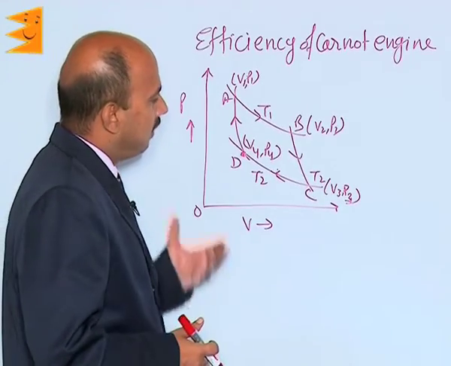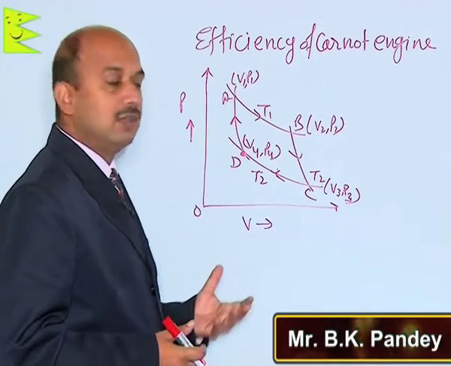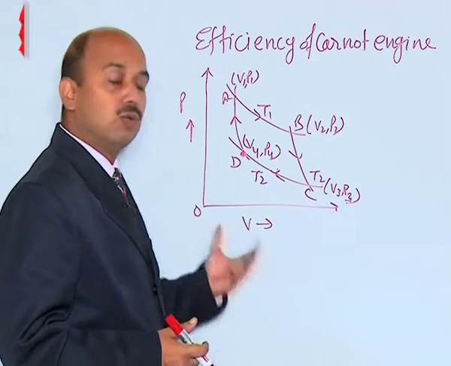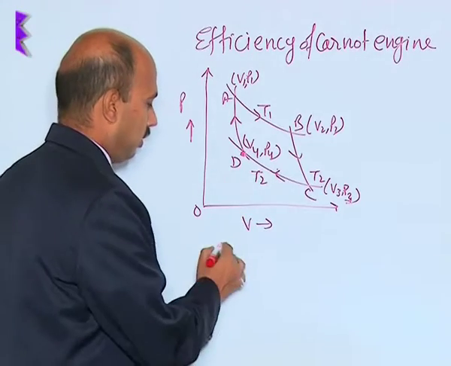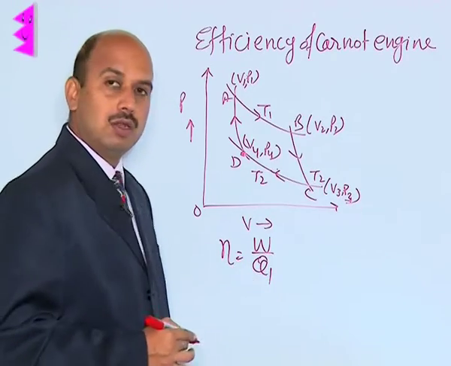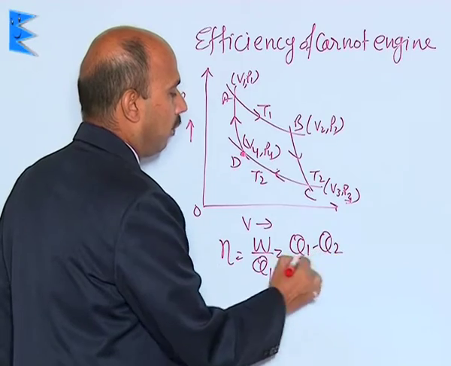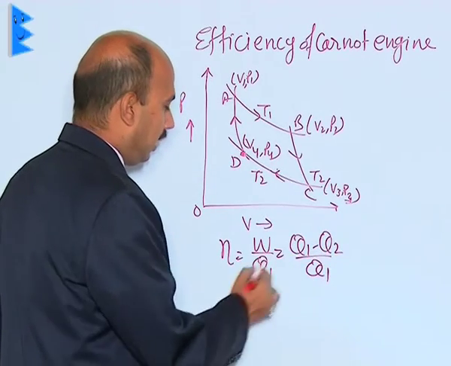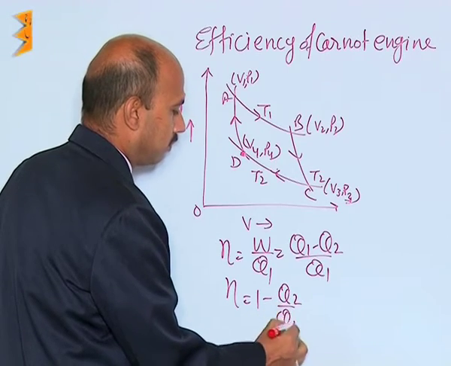Now see here, this is the PV diagram for the Carnot engine. We have seen the work done and the net work done in one cycle. So, we have to calculate efficiency. Efficiency is equal to W by Q1, that is the net work done in one cycle, and that is Q1 minus Q2 upon Q1, and that can be written eta is equal to 1 minus Q2 upon Q1.